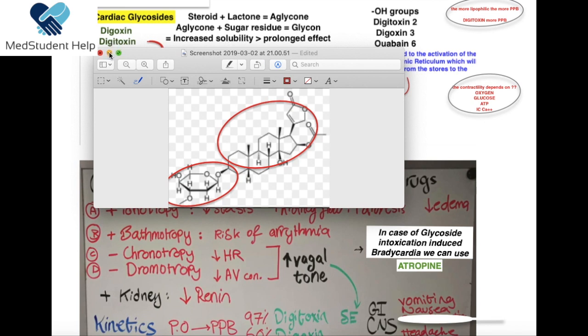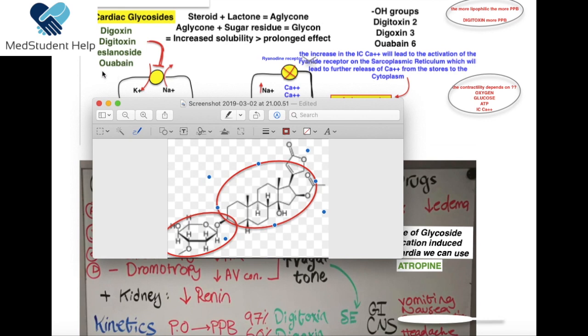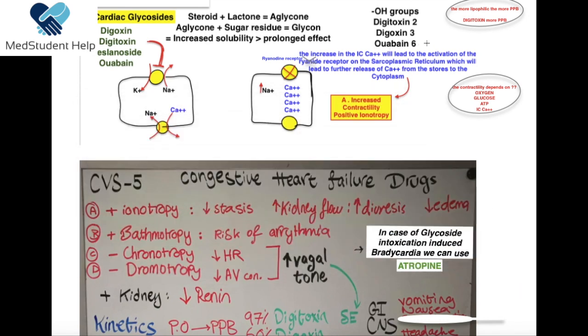Now, we know that on the steroid rings there would be hydroxyl groups. If you see it here, this is a hydroxyl group on the steroid rings. Now the different drugs, digoxin, digitoxin, deslanoside, and ouabain, have different numbers of hydroxyl groups. In digitoxin we would find only 2 hydroxyl groups, in digoxin 3, in ouabain 6. Now let's see what difference it would make if they have more or fewer hydroxyl groups.